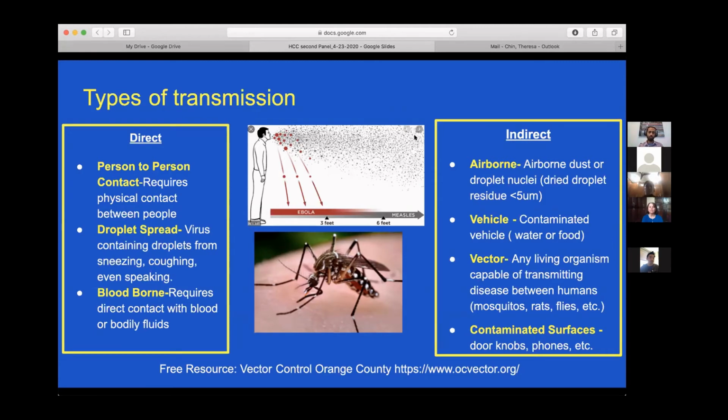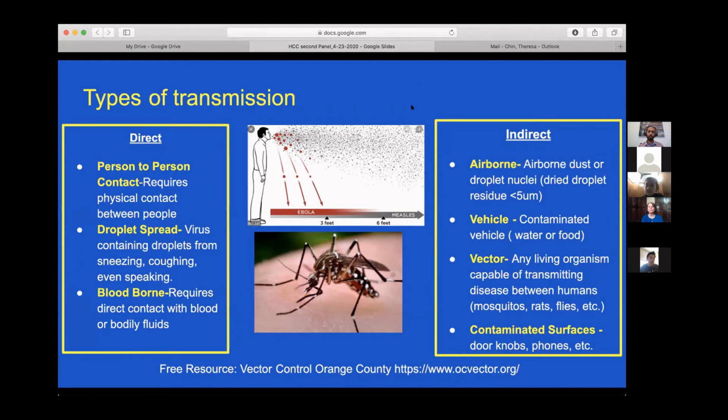Direct transmission includes person-to-person contact, which usually requires physical contact between people. Droplet spread, which you've heard a lot about recently because SARS-CoV-2 is droplet spread: virus-containing droplets are projected into the air when you cough, sneeze, or even speak, can linger in the air, and be breathed in by other individuals and infect them. You have bloodborne, which requires direct contact with blood or bodily fluids. And then you also have indirect.